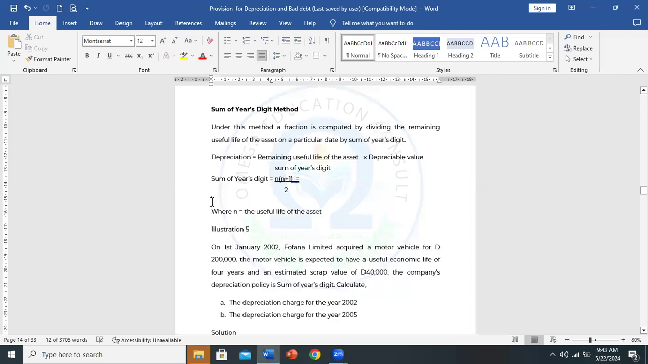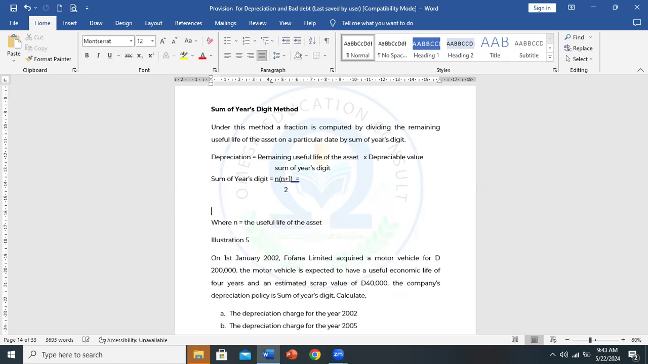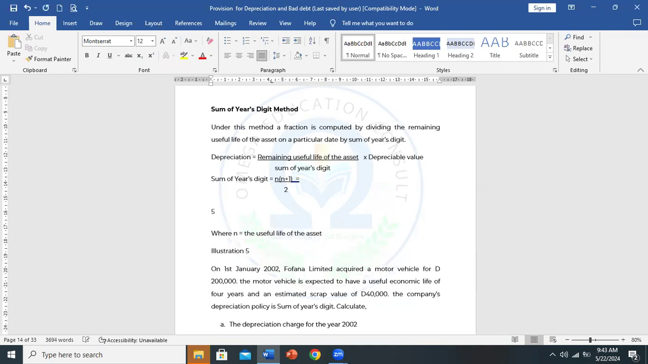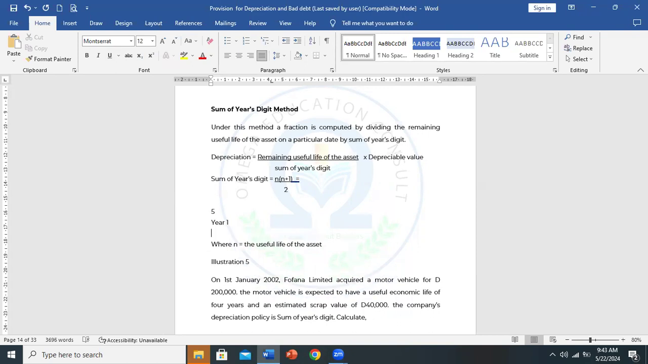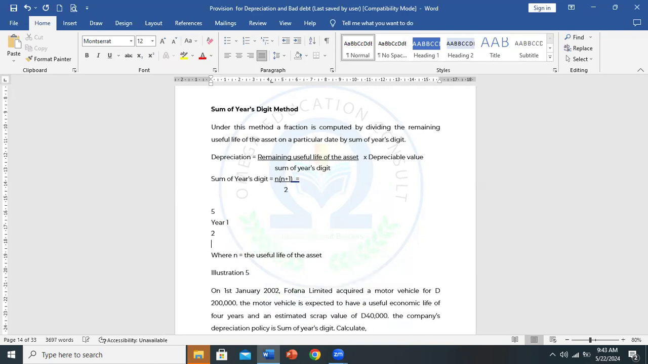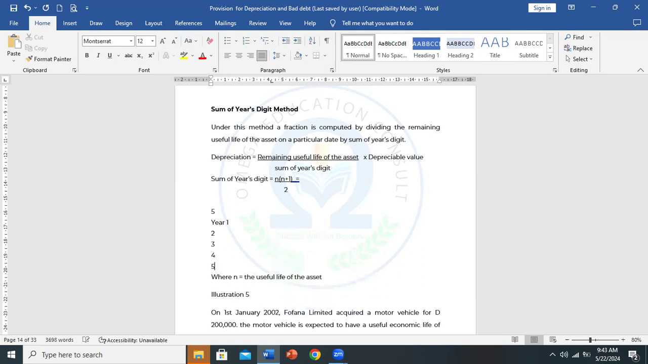When you get the sum of years, you need the remaining useful life of the asset. And you can determine that when you are calculating the depreciation for a particular year. So let's do an example. Let's use the 5 years. Useful life is 5 years. So if the useful life of an asset is 5 years, it means that the asset is going to be in the business for year 1, year 2, year 3, year 4, year 5. Okay.